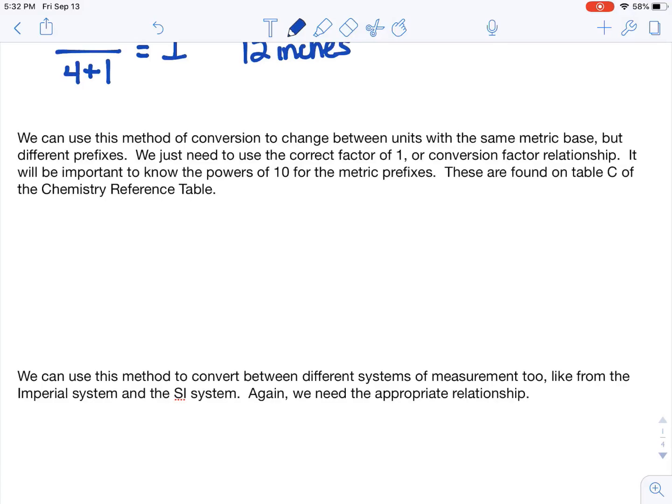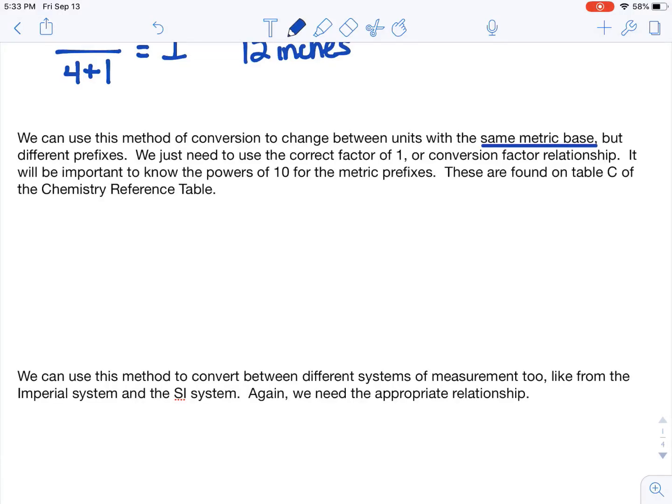So there's a variety of circumstances in which we can use conversion factors. One of the common ones that you're going to come across, particularly with respect to the Regents exam, is going to be changing between units in the same metric base. So if I'm looking at going from kilograms to grams or something of that nature, in order to do that, I need to know what the power of 10 relationships are to the prefixes. And that's going to be found on table C of our reference table.